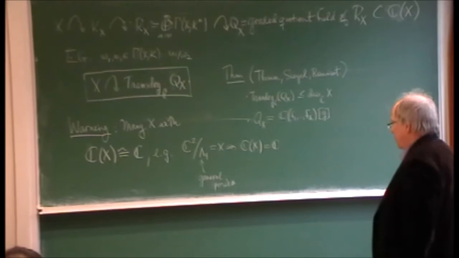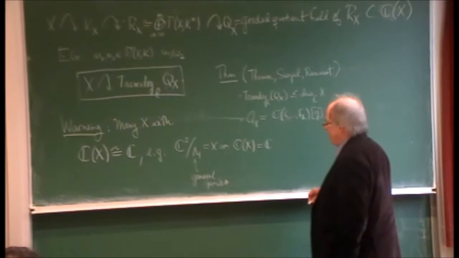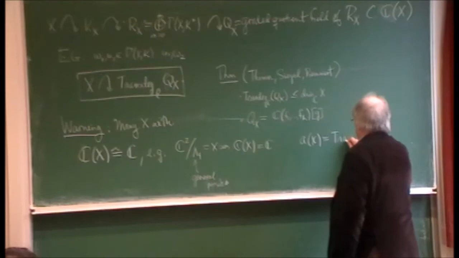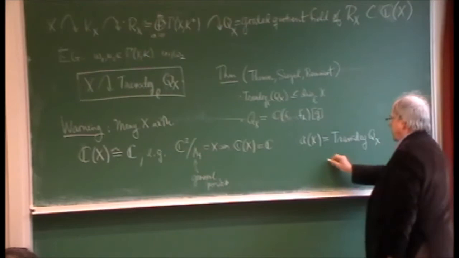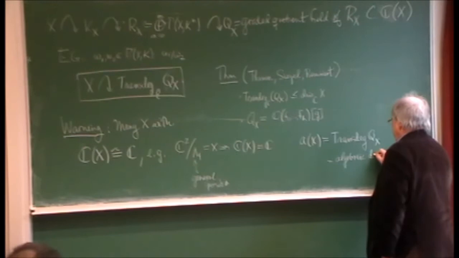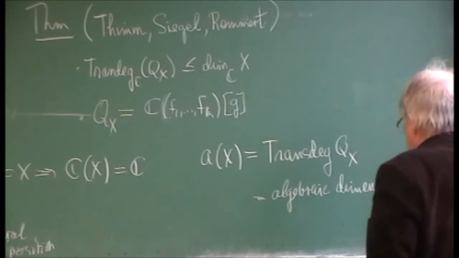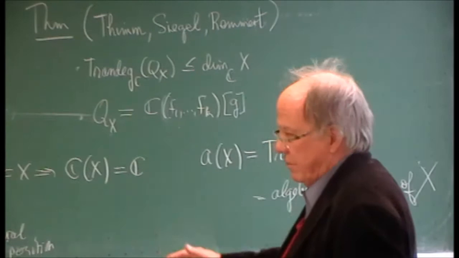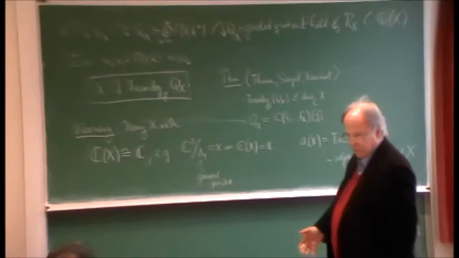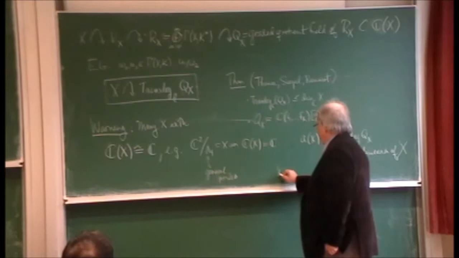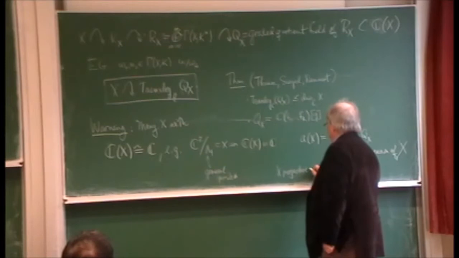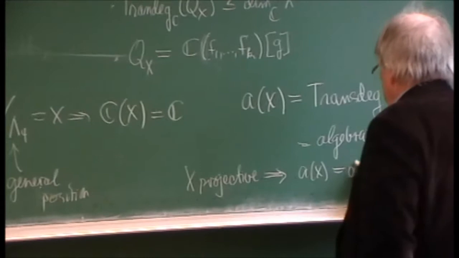Okay. In the business, the transcendence degree, the word gets pretty long, so we let a(X) be this transcendence degree of this field, and it's called the algebraic dimension of X. Needless to say, if X is a subvariety of projective space, you can build meromorphic functions all over the place by just restricting them from projective space. So if X is projective, so a subvariety of projective space, then of course the algebraic dimension is as big as it can be. It's the same as the dimension.